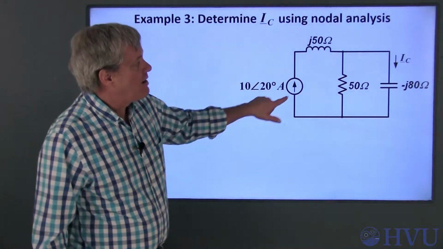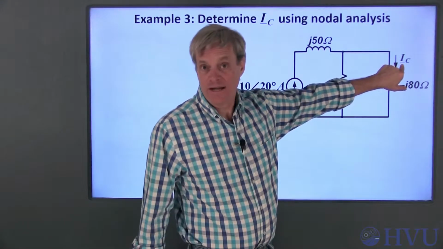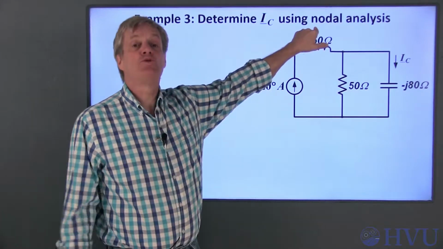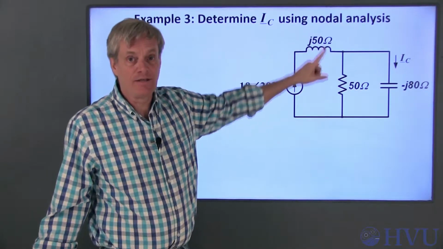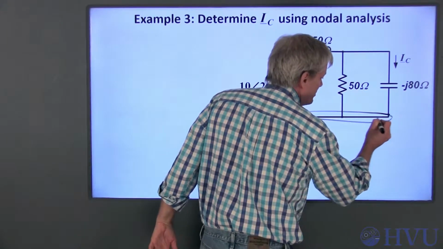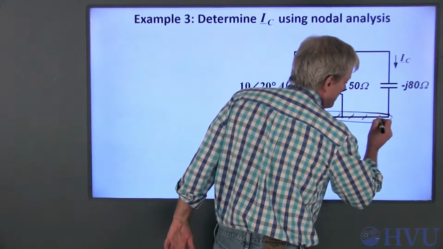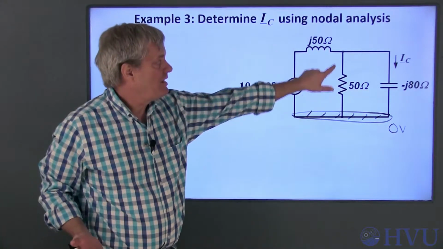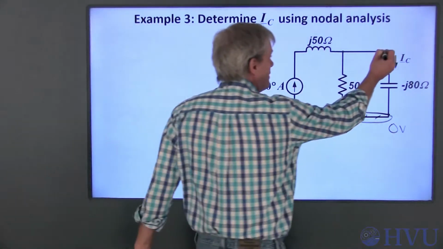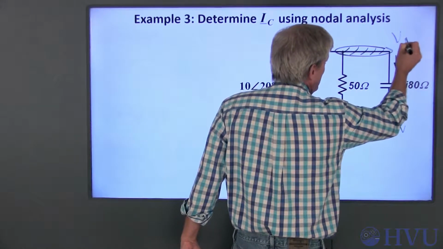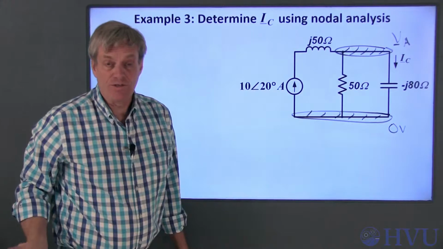In this circuit, I want to find this current phasor, I sub C, through the capacitor, and I want to use nodal analysis to do that. In nodal analysis, I need a reference node. I'm going to arbitrarily choose that to be down here. That's my 0 volts. I really have only one independent node in that circuit. It's up here. So I'm going to label this node voltage V sub A, since it's a phasor now.